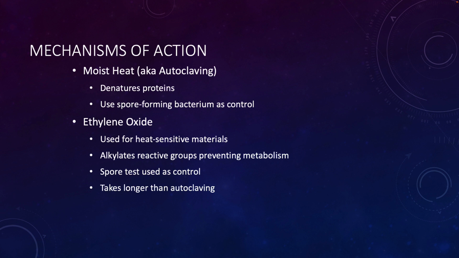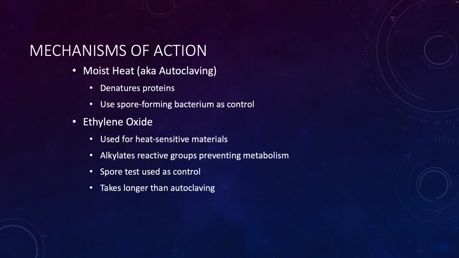Basically what happens is reactive groups get alkylated and that prevents metabolism. So because we're talking about preventing metabolism, this has to go on longer than an autoclave because we have to give it a chance. We have to have all the microbes doing their metabolism in order to be inhibited.